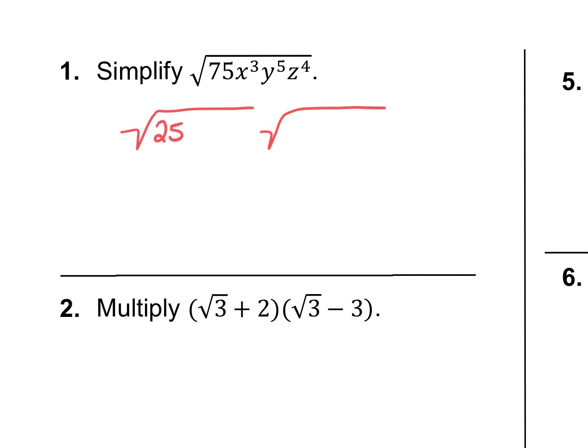25. So then 75 divided by 25 is 3. Okay, so we split up our whole number. Now we take our variables. In order to know how many are good, what are we looking for? We want the highest even number. So out of x to the 3rd, how many of those are good? Yep, 2. How many are left? 1. What about y to the 5th? Yep, y to the 4th. How many are left? 1.